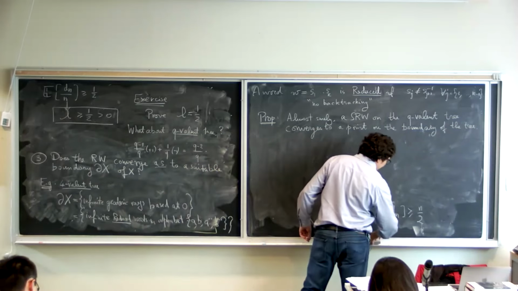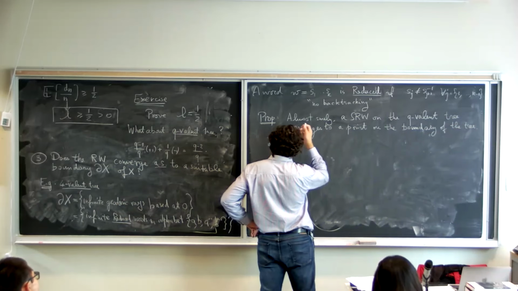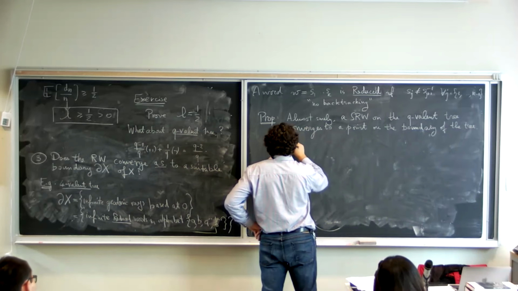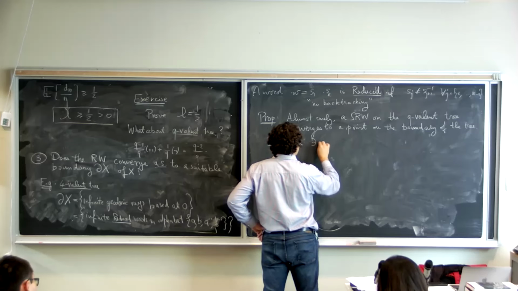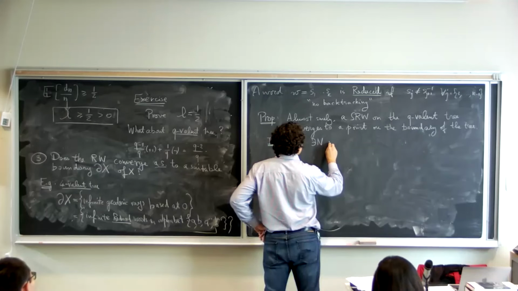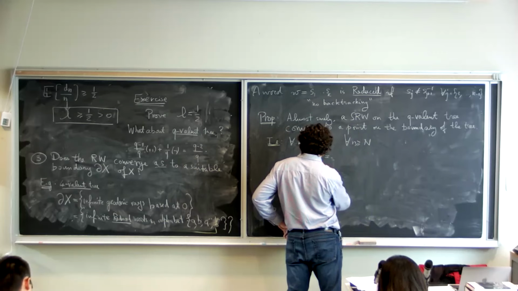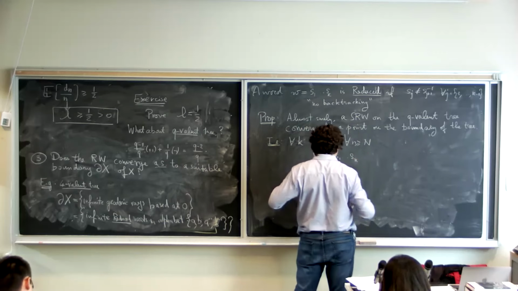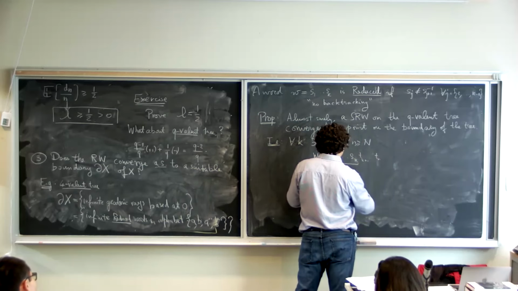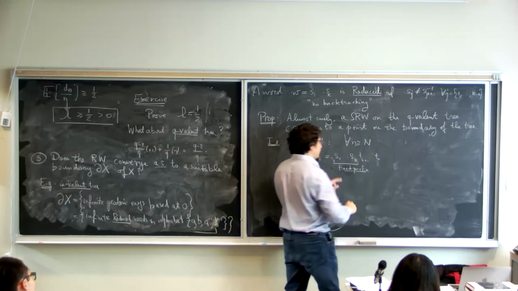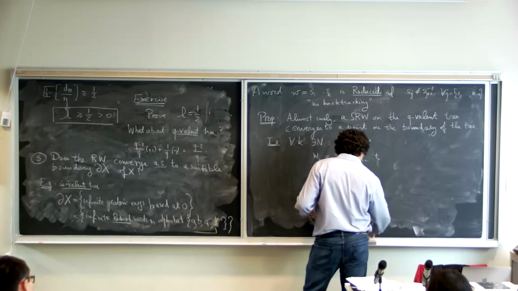Again, in this case, you could say something like this. You can say combinatorially that, let's say, for every k, there exists some N such that for every n bigger than N, if you look at Wn, Wn starts with a fixed prefix. So the prefix of this word is stabilized.